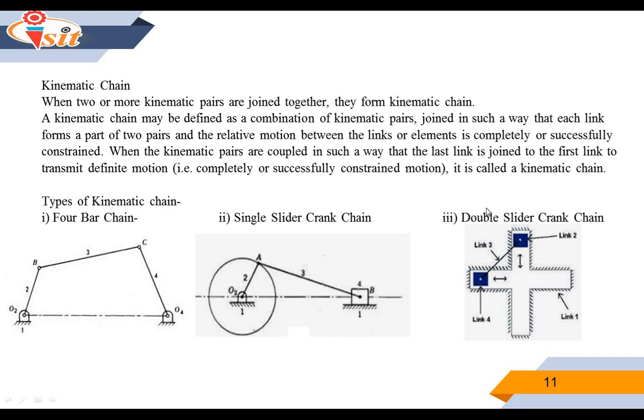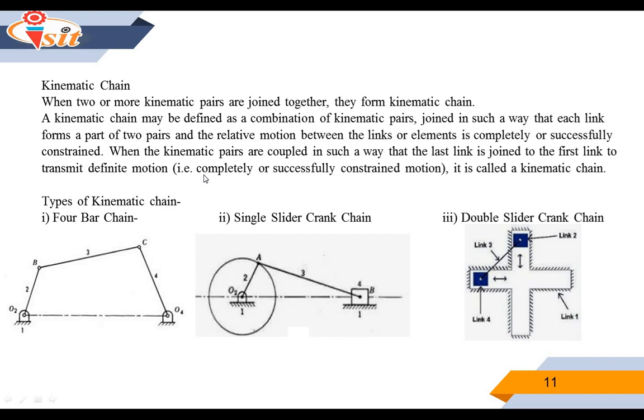Next, now we see the kinematic chain. When the kinematic pairs are coupled in such a way that the last link is joined to the first link to transmit the definite motion, that chain is called a kinematic chain. So when two or more kinematic pairs are joined together, they form the kinematic chain. A kinematic chain may be defined as the combination of kinematic pairs joined in such a way that each link forms a part of two pairs, and the relative motion between the links or elements is completely or successfully constrained.